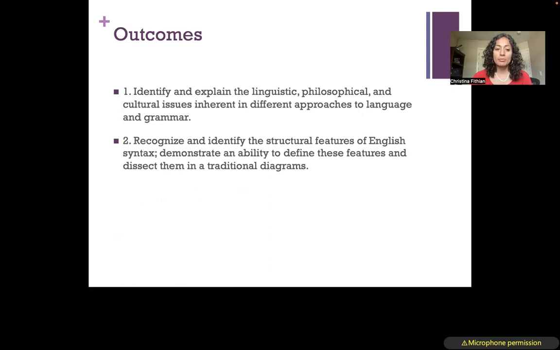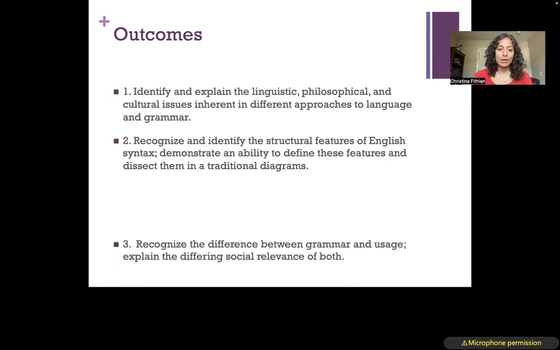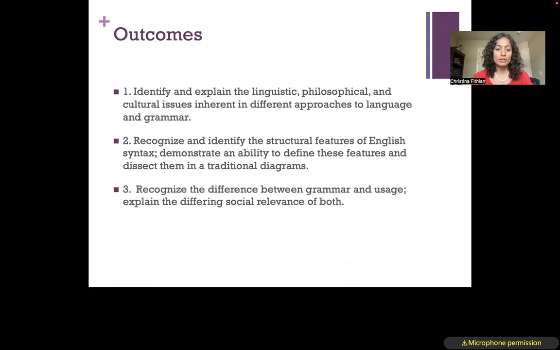The second outcome is to recognize and identify the structural features of English syntax, and demonstrate an ability to define these features and dissect them in a traditional diagram. So what we're going to be doing is sentence diagramming, in other words, sentence trees. That's our second learning outcome: identifying those parts and the structure of English and learning how to create trees to diagram them.